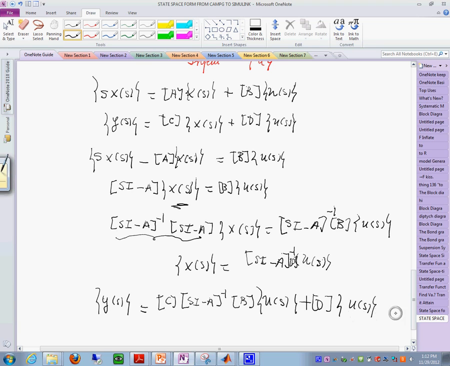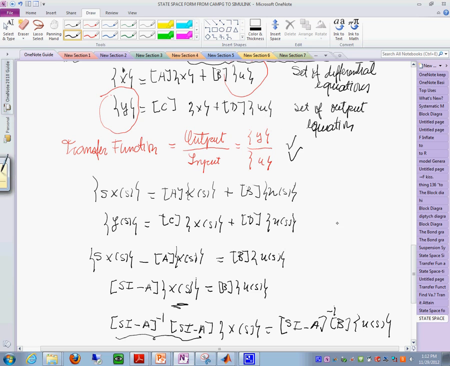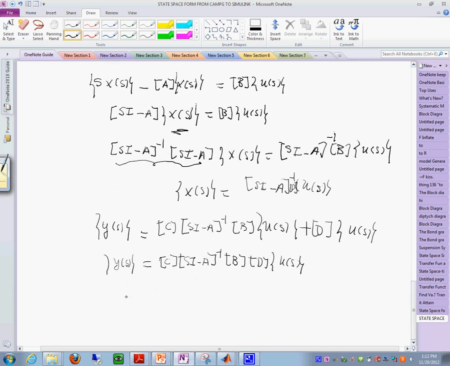See, now, take advantage of this and you say that this is equal to C times SI minus A times B times D multiplied by U of S, and then this is Y of S. Wow. Now look, we want this, right? And we are so close to getting that, because now you can write the Y of S relation to this.